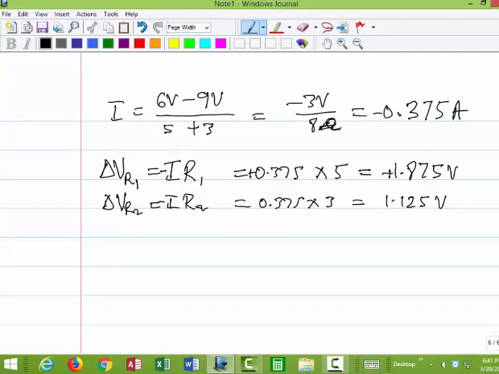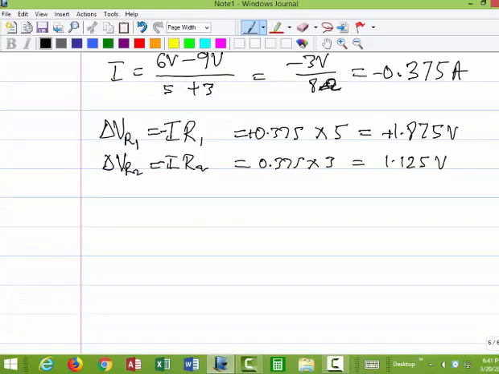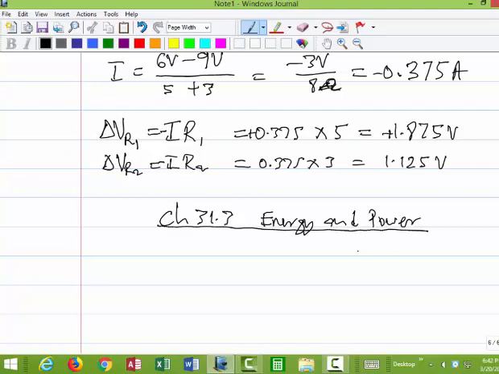So those are the things we need to keep in mind. We'll do it more as we go along. So let's look next at 31.3. We'll come back to these circuits later on. So we're going to look at energy and power in the circuit. Energy and power.